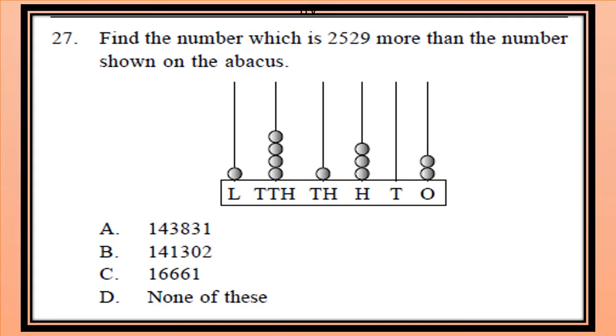Question number 27. Find the number which is 2529 more than the number shown in the abacus. Now you can easily calculate the number shown on the abacus first and then add 2529 to this number. You will get the answer, and you can check your answers at the end of the video.